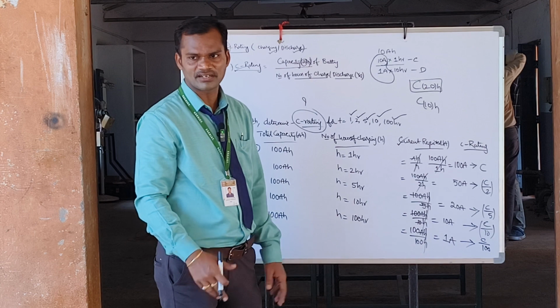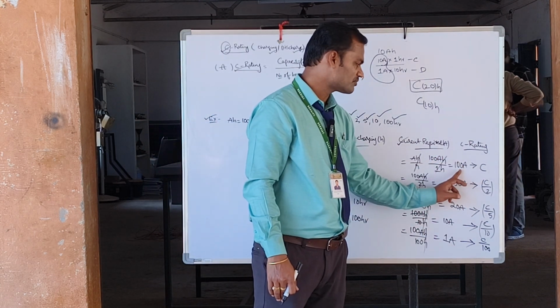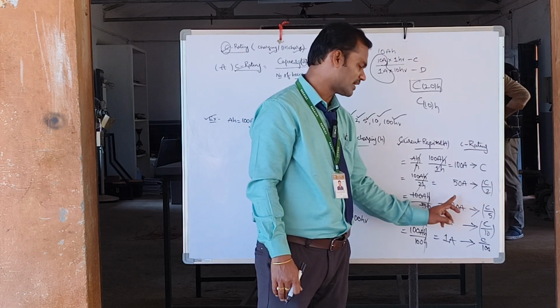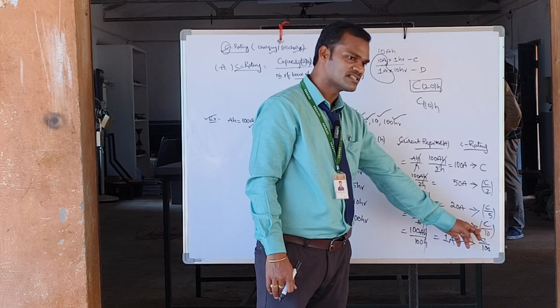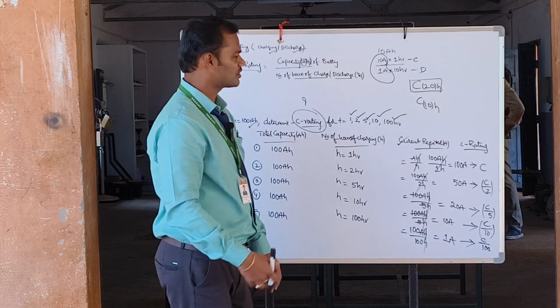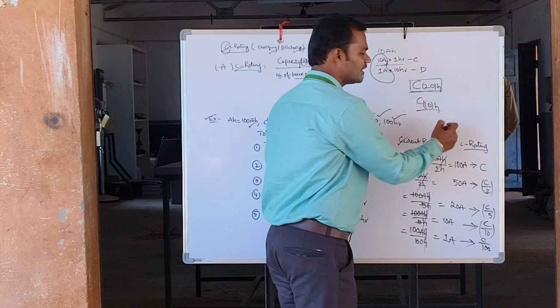So what is asked is obtain the C rating. C rating is indirectly what? Current rating. Okay, all these are what? Current rating. 100 amperes you are writing as C rated. 50 amperes you are writing it as C by 2 rated. 20 amperes you are writing it as C by 5 rated. 10 amperes you are writing as C by 10 rated. 1 ampere you are writing as C by 100 rated. Okay, so that's how we are writing. So here these are in denominator, but sometimes it may be given in numerator.